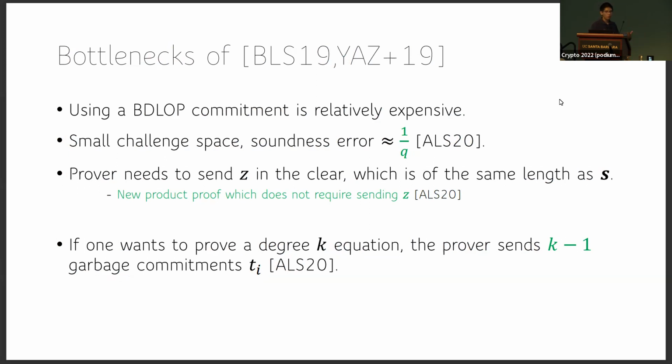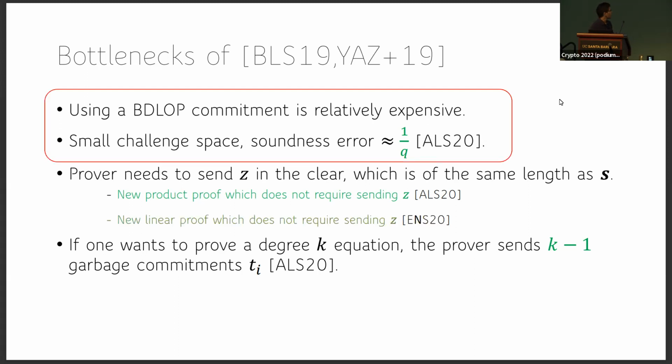However, if we still want to prove the benchmark equation, we still want to do the linear proof, right? And for this, using the previous technique, we will still need to send the z and commit to the y. So the follow-up work, ENS 20, presents a new linear proof where we don't need to send the z and commit to the y. And by combining ALS 20 with ENS 20, we obtain a nice framework which can prove, let's say, the benchmark statement in less than 50 kilobytes.